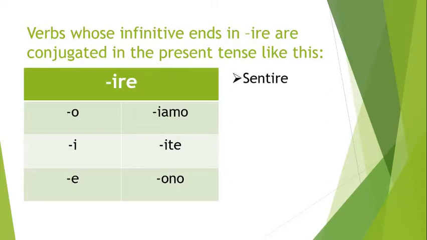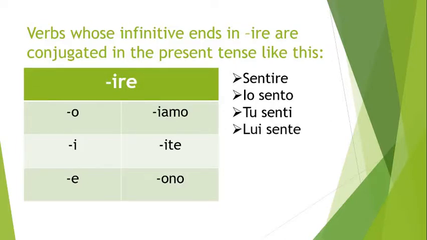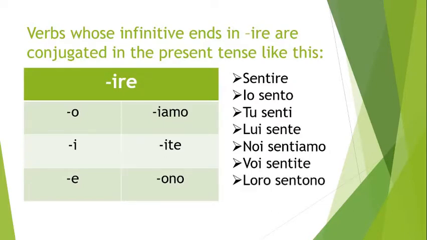So for example, sentire. This verb can mean to feel, it can mean to hear, it can mean to smell, it can mean a few different things based on the context. So sentire is io sento, tu senti, lui sente, noi sentiamo, voi sentite, e loro sentono. Remember, in the third person plural, the emphasis goes back one syllable, just like with ARE verbs, right? Loro sentono. There you go.